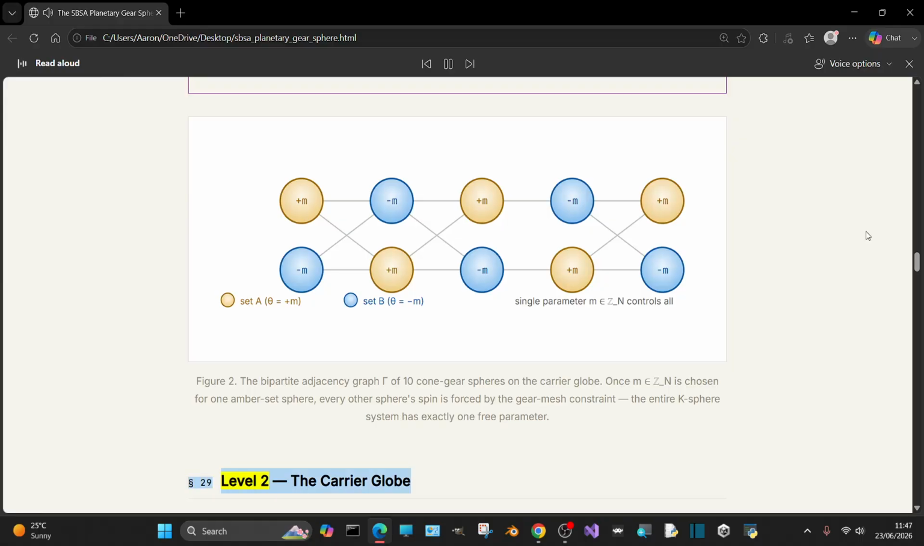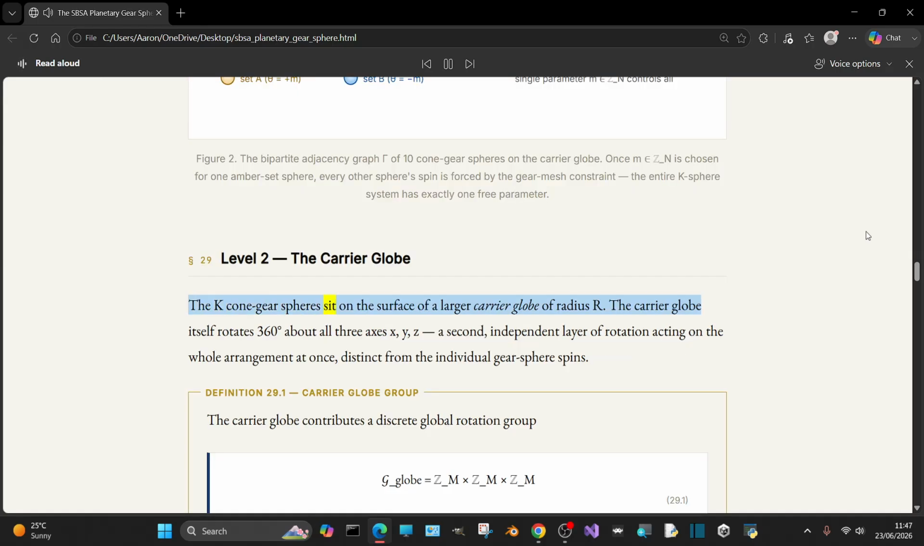Section 29, Level 2, the carrier globe. The k cone gear spheres sit on the surface of a larger carrier globe of radius r. The carrier globe itself rotates 360 degrees about all three axes x, y, z, a second, independent layer of rotation acting on the whole arrangement at once, distinct from the individual gear sphere spins.